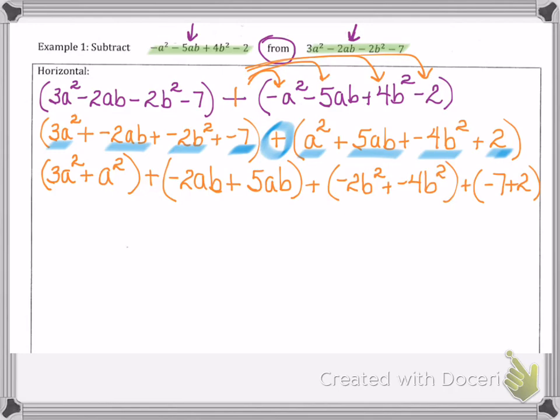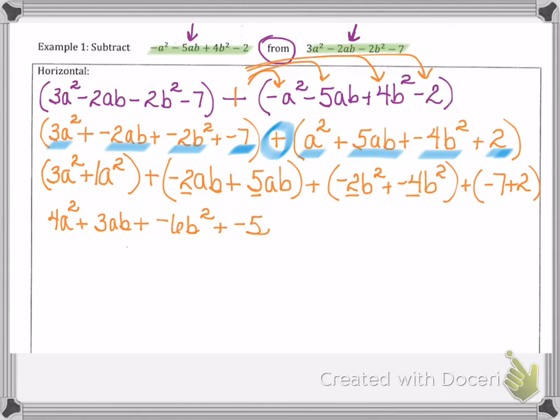Now I'm just going to combine. Remember that when you add terms, you do not change the exponents. So 3a squared plus 1a squared gives you a sum of 4a squared. Plus -2 plus 5 gives me 3, so that should be 3ab. Plus -2 plus -4 is -6b squared. And -7 plus 2 should give me -5.